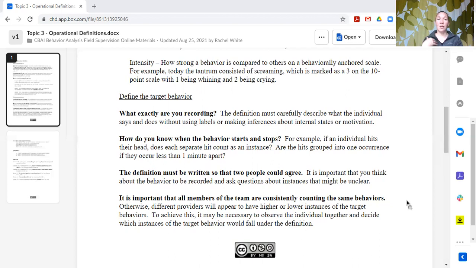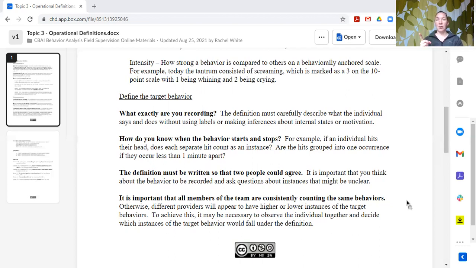If I say tantrum and you say meltdown, we might be talking about very different things. So we need to define it so we know what specific behaviors are occurring that we want to address. We also want our operational definitions written so that two people can watch the same behavior and record the same data, so that more than one person can record the data.